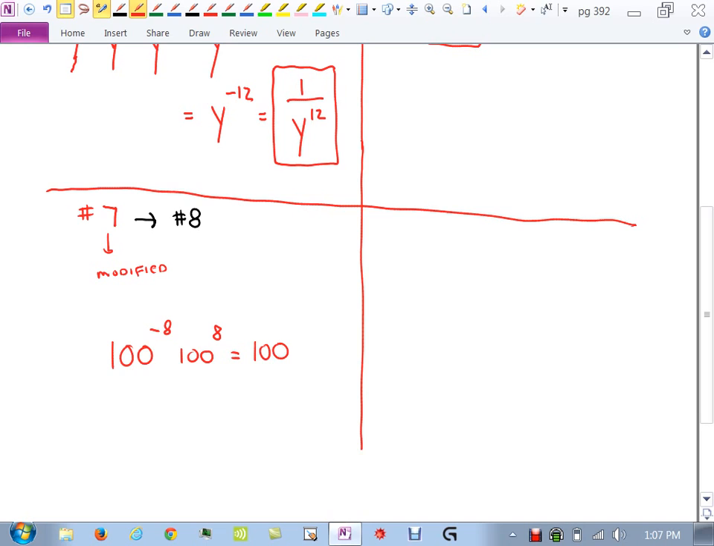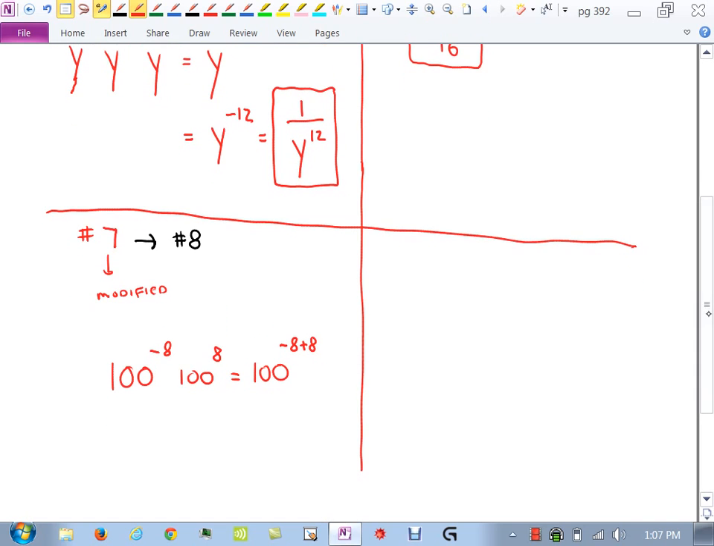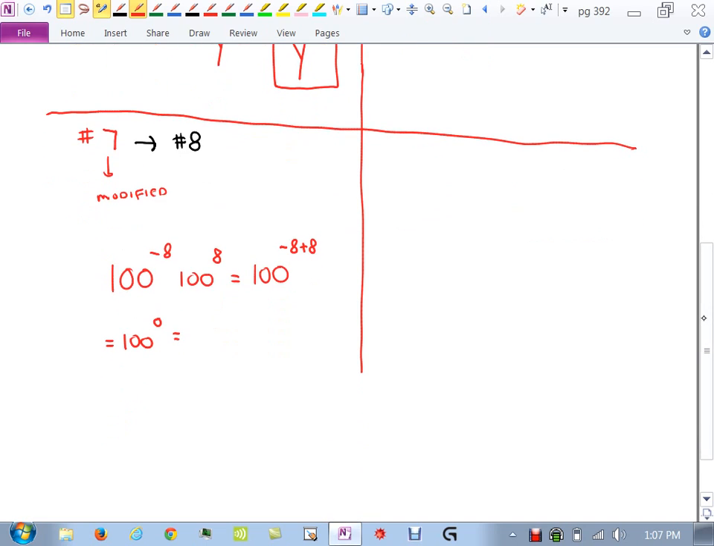100 to the what? What do you do to those powers? Since they have the same base, isn't this pretty much the same as the problem we had before? You have the same base, you add the exponents up. What's negative 8 plus 8? 0. Do you agree? So this is 100 to the 0, and what's any number to the 0 power? 1. The answer is 1.